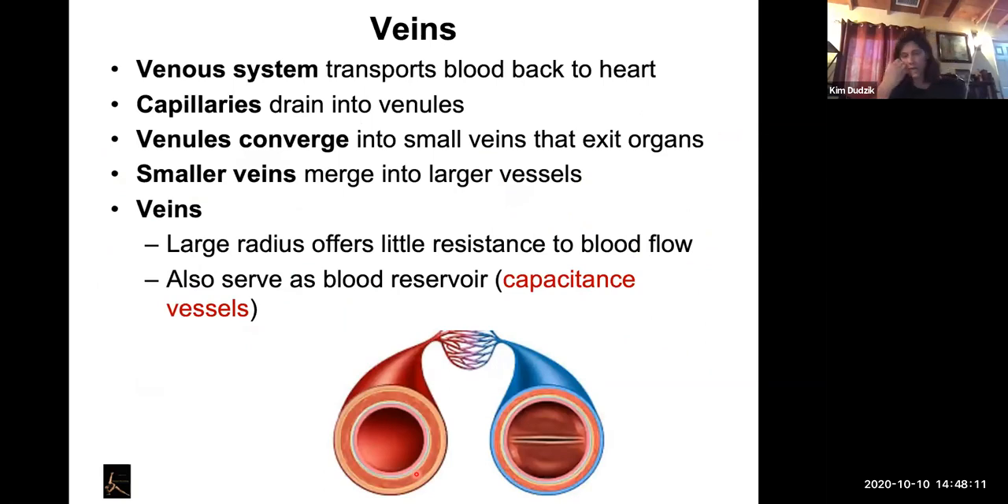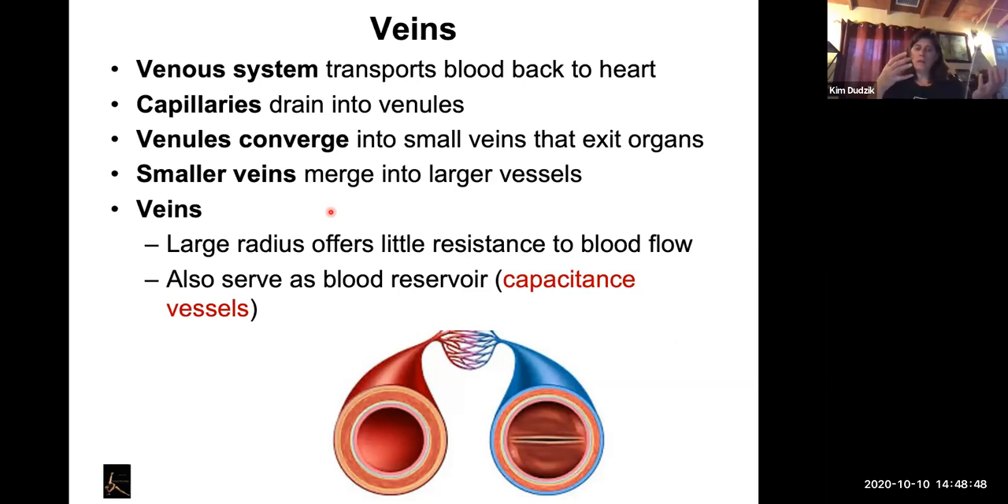So this brings us to our veins or the venous system. Again, it's what's transporting blood back to our heart. Capillaries drain into the smallest veins called venules, and then those venules converge to form the smaller veins that exit the organs. Those merge into larger vessels, and then we get our veins, and our final two veins are the inferior and superior vena cava that both connect to the right atrium, bringing blood to the right side of the heart, which will then start the pulmonary circulation.